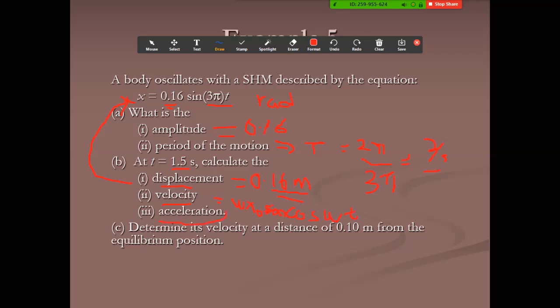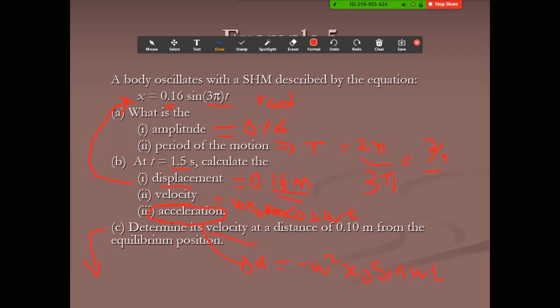For acceleration, what formula do you use? We differentiate the velocity. So acceleration is negative omega squared x naught, sine omega t. Sine, right? So you get the answer for the acceleration. These three formulas we learned yesterday. Now see what formula to use.